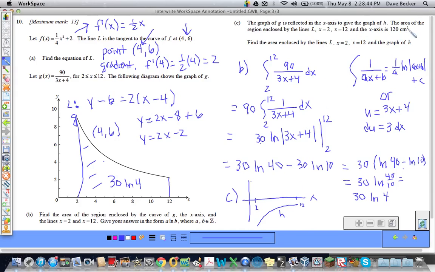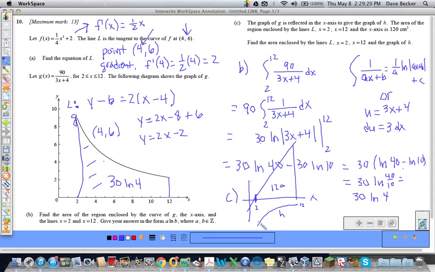The area of the region enclosed by the lines L, okay, well, where's L? L is 2x minus 2. So it's something like that, right? x equals 2, so right here. x equals 12, right here, which gives 22. Find the area enclosed by the line L, x equals 2, x equals 12, and the graph of H.